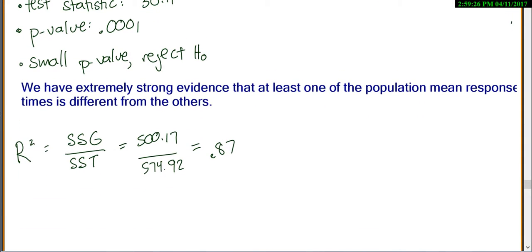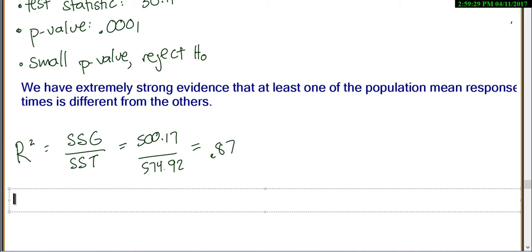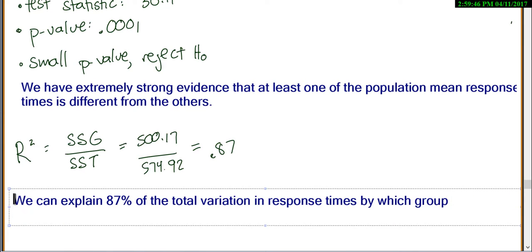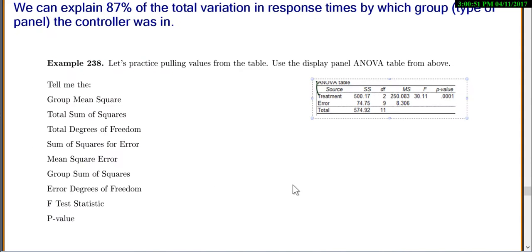And what does that mean? This means that we can explain 0.87, so 87% of the total variation in response times by which group the controller is in, or basically type of display panel the controller was in. And that's really high. That means that we can really explain a lot of the differences between the times based just on which group they're in. And that means the group is having a big effect.